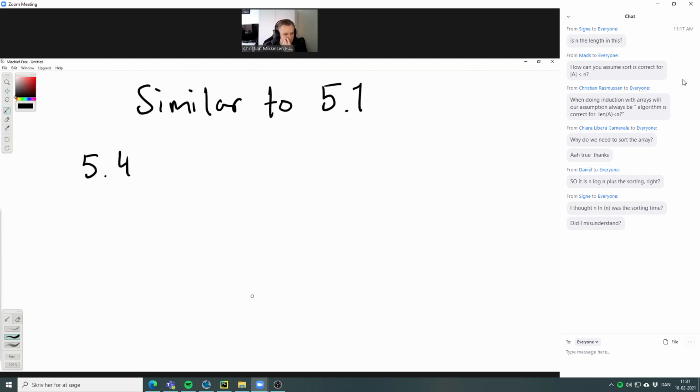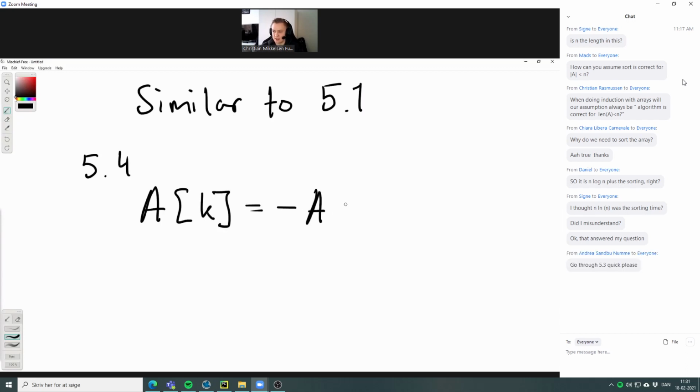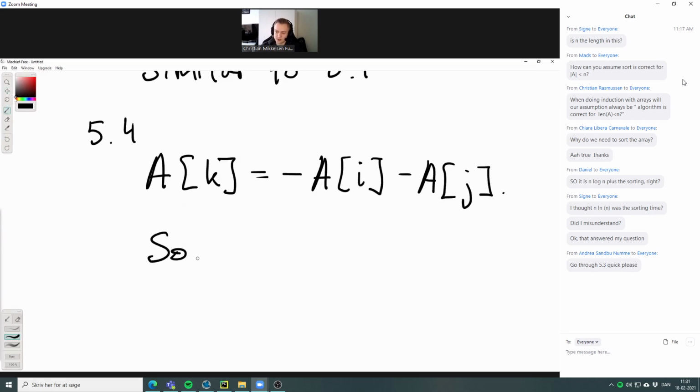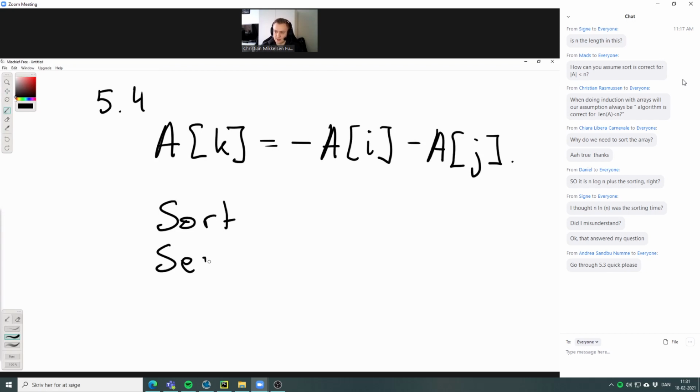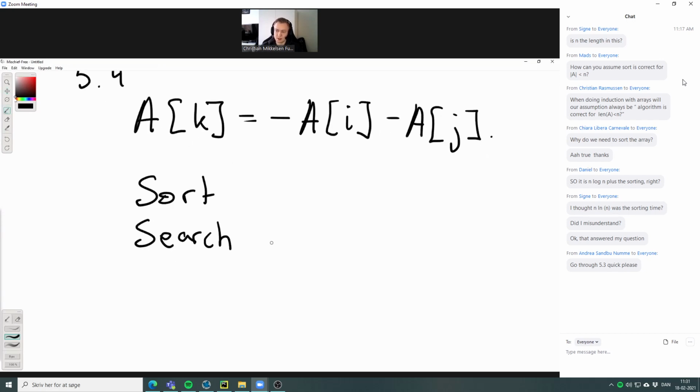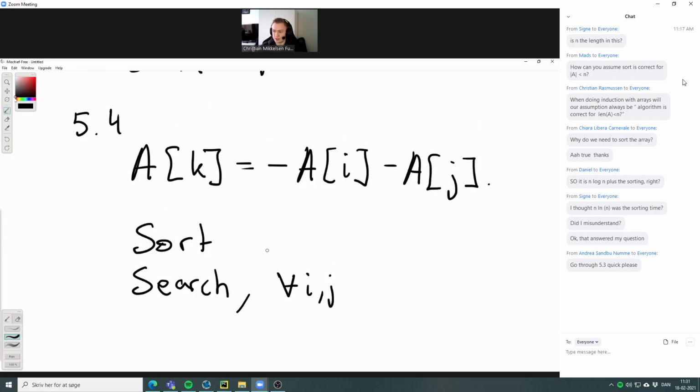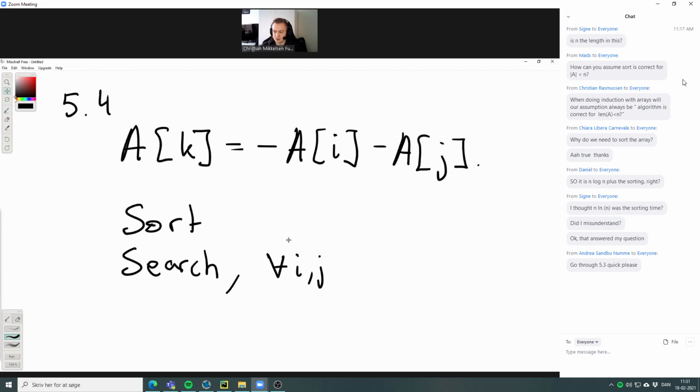Okay, I'm not going to go through that again. So in the next one here, basically we can do the exact same thing, except here we can say that a of k is equal to minus a of i minus a of j. And of course, just like before, we sort and search, right? And this one here we do for all i and j. And this one here, we just do once, right?